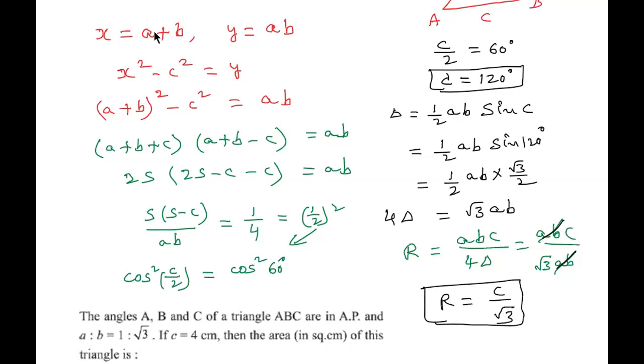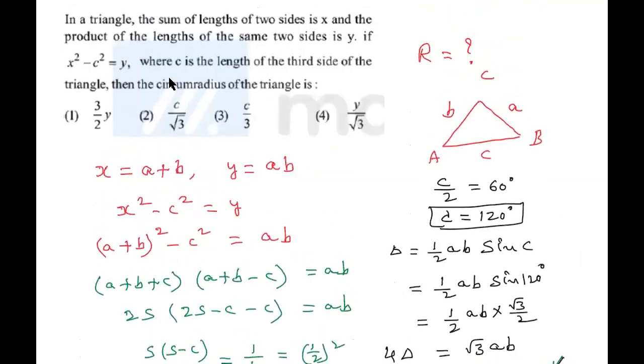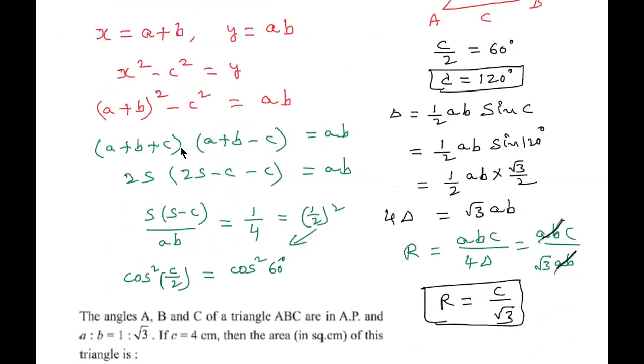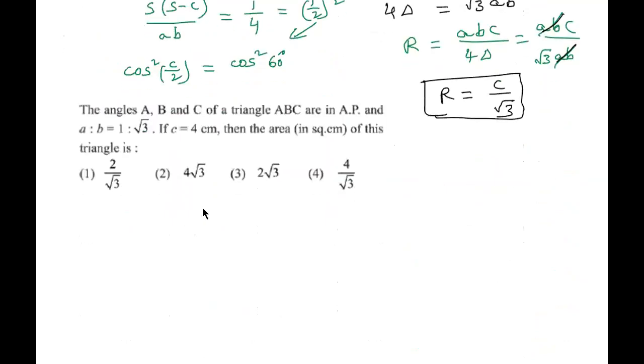This is the circumradius of the triangle. So observe the options. Which option is correct? Second option is correct. This is also an easy question, but do the calculation carefully.